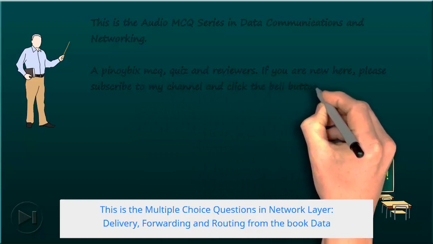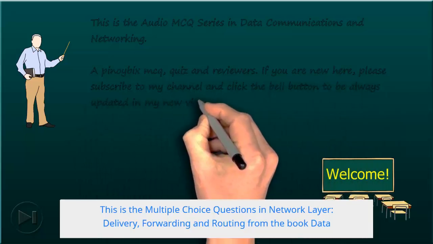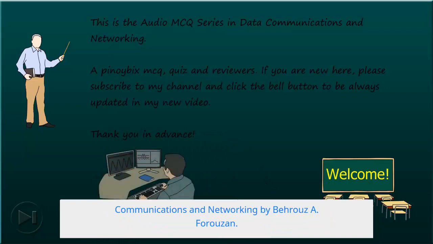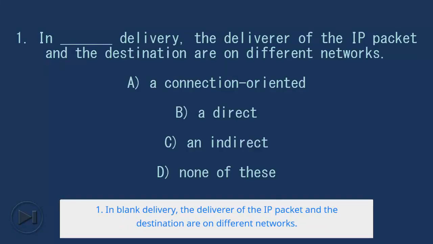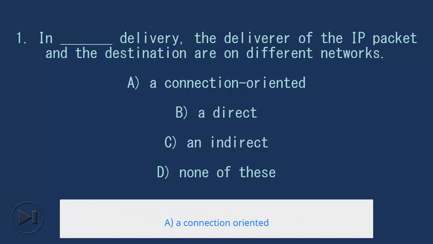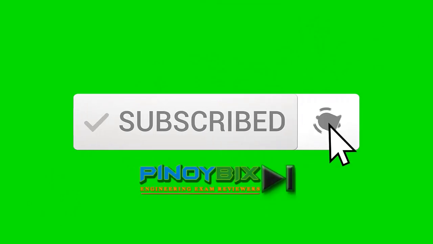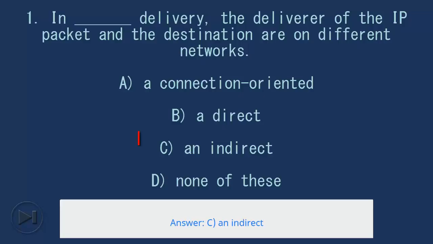This is the multiple choice questions in network layer, delivery, forwarding and routing from the book Data Communications and Networking by Behrouz A. Forouzan. 1. In blank delivery, the deliverer of the IP packet and the destination are on different networks. A, connection-oriented. B, direct. C, indirect. D, none of these. Answer, C, indirect.